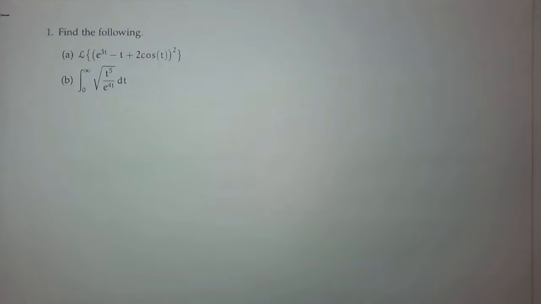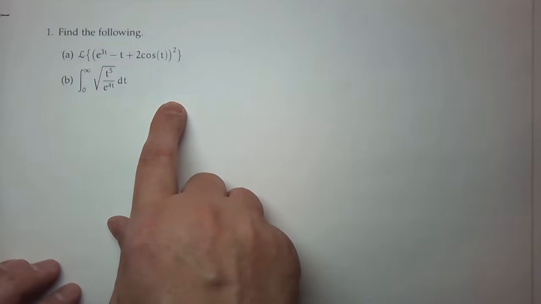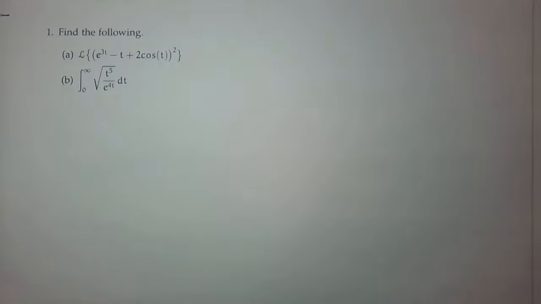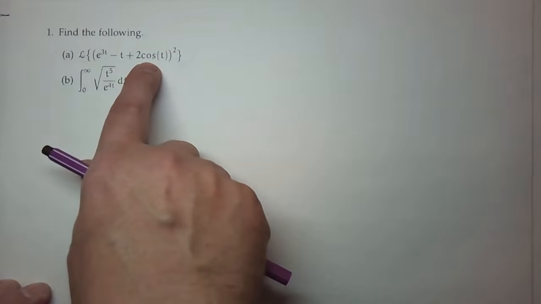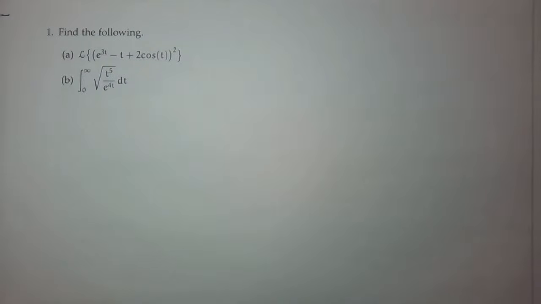So find the following. The Laplace transform of some long expression. And, okay, part B says this integral. Okay, all right. So we'll do these in order. So part A. The Laplace transform of e to the 3t minus t plus 2 cosine t quantity squared.